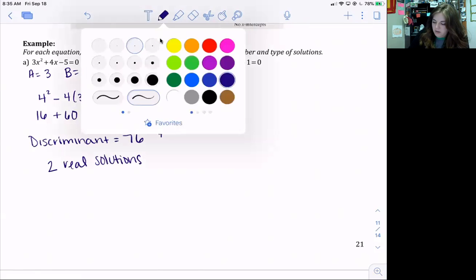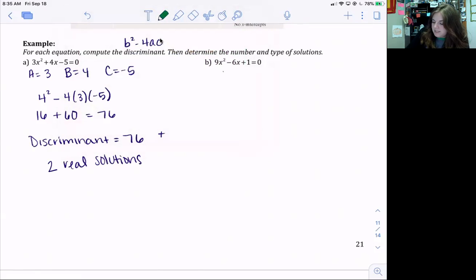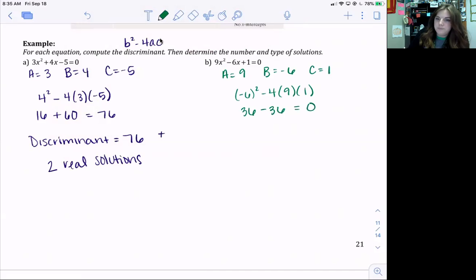Okay, and then looking at b, we have 9x squared minus 6x plus 1. So a equals 9, b equals negative 6, and c equals 1. So if we plug in, we have the quantity of negative 6 squared minus 4 times 9 times 1. Negative 6 squared is a positive 36. Minus 4 times 9 is 36 times 1 is 36, which equals 0. So our discriminant is 0, which gives us one real solution.